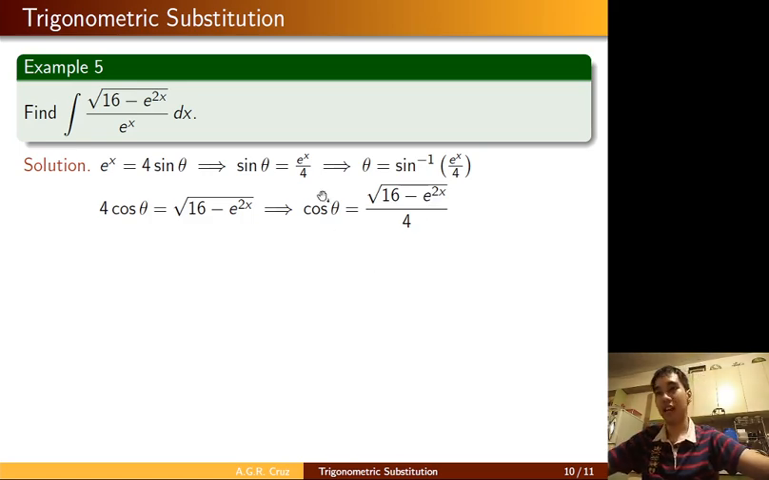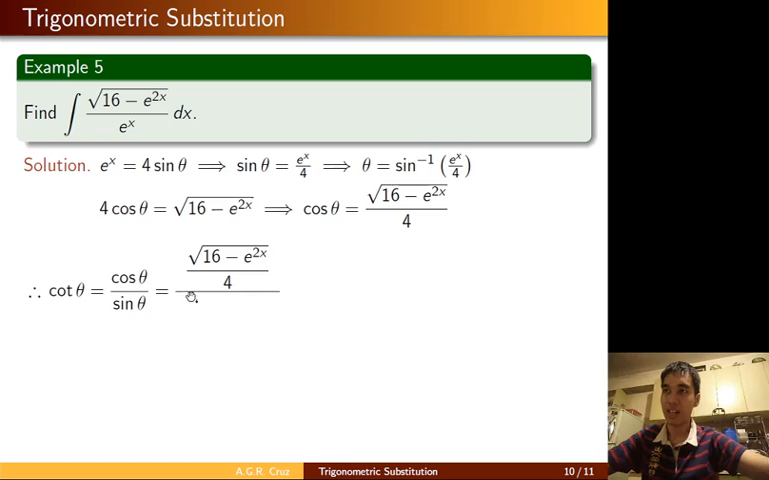Okay? So you have now cosine theta, you have sine theta, you can get now cotangent theta in terms of these. So cotangent theta, which is cosine theta over sine theta, the cosine theta is equal to this one, no? So replace it with this. And then divided by sine theta, it's equal to e to the x over 4 now. Then the 1/4 will cancel out here and then here. And then you're left now with the square root of 16 minus e to the 2x all over e to the x. Okay? So we're done. Our cotangent theta is now expressible in terms of x.